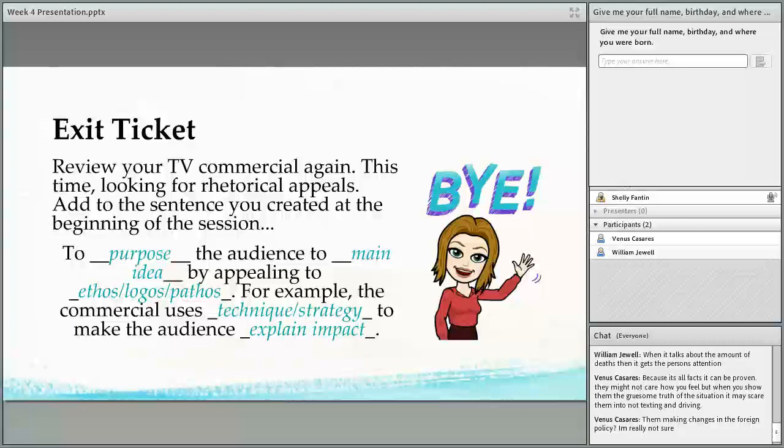All right, guys, you are all done. You're going to go online and fill out your exit ticket. You're going to use your TV commercial and look at what kind of rhetorical appeal it has, and then you'll add to the sentence. All the questions are right on our website like we normally do, and you'll just use any commercial of your choosing to fill it out. Okay?